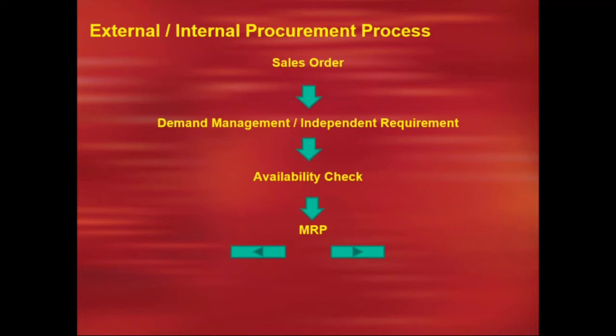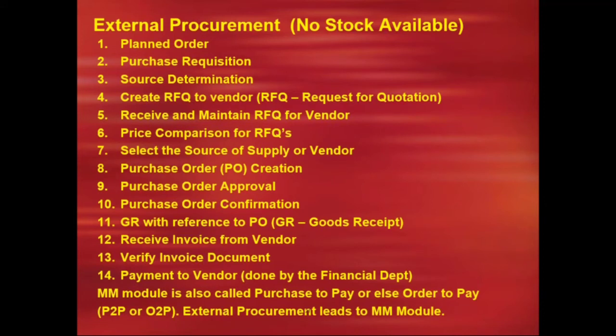The first case is no stock available. So what is the meaning of no stock available? It means the customer has placed an order to the company, but the company doesn't have the stocks of the raw materials. The company has the customer business requirement in their hands, but on the other end, they don't have the stocks of the raw material. That is called no stock available.